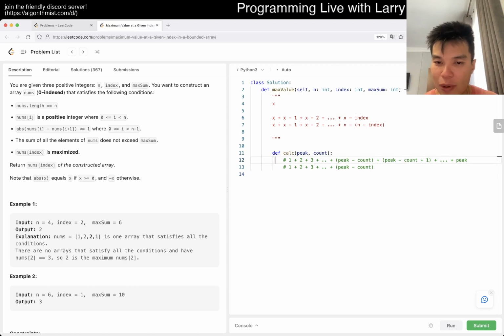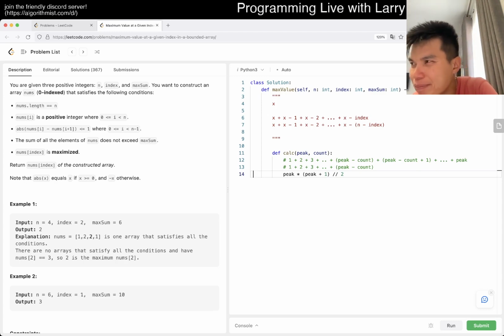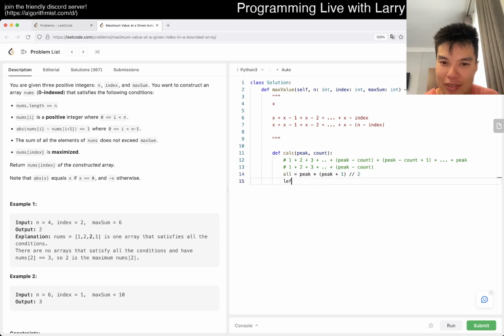And this formula, of course, is just, what was it? Peak times peak plus 1 over 2 or something like this. It's either plus 1 or minus 1. I always mess that up. Let's say peak is 3, then the sum is 6, right? So then yeah, it's plus 1. And then you subtract that from the total. Left is probably a keyword, so total is equal to this.